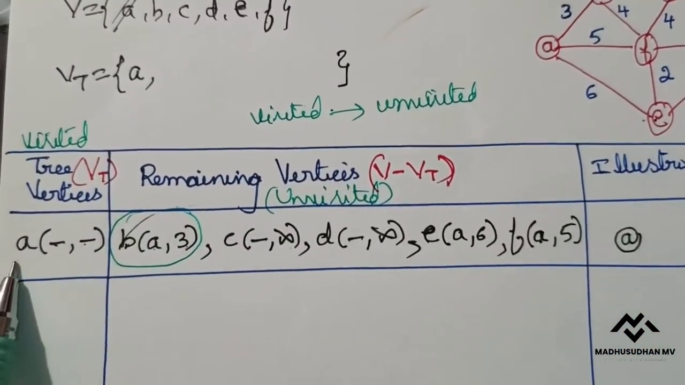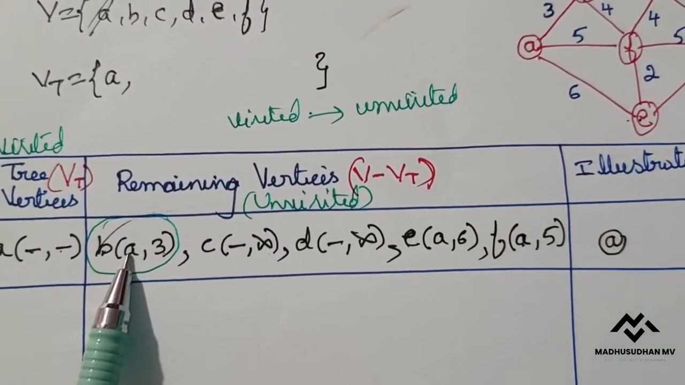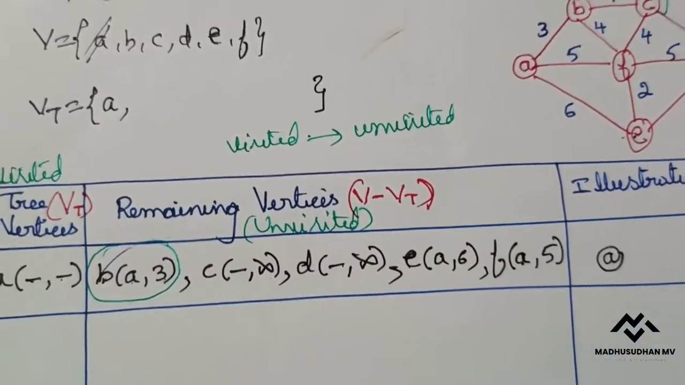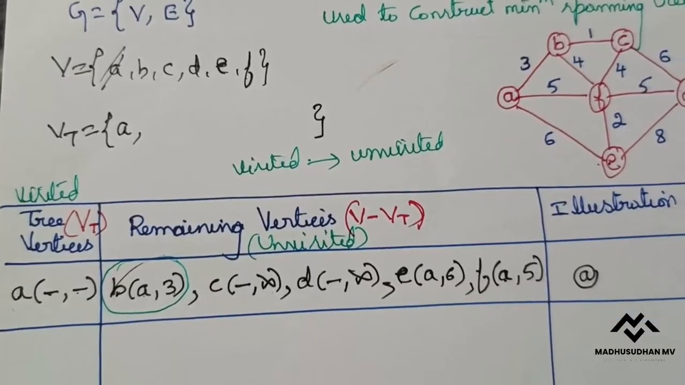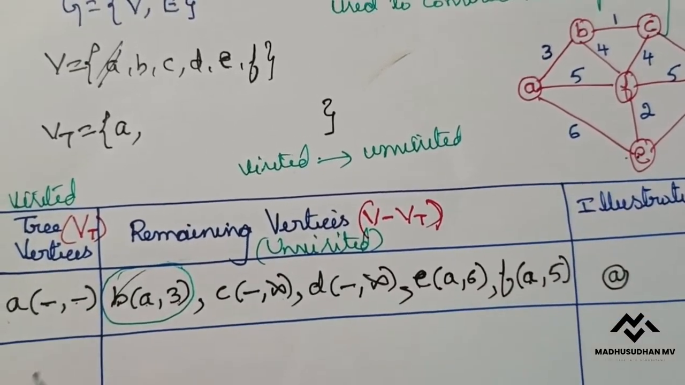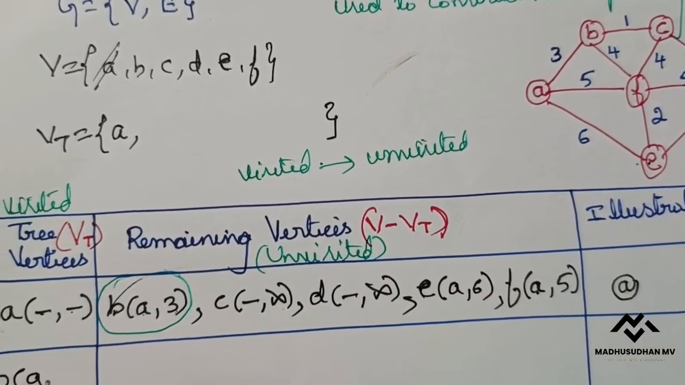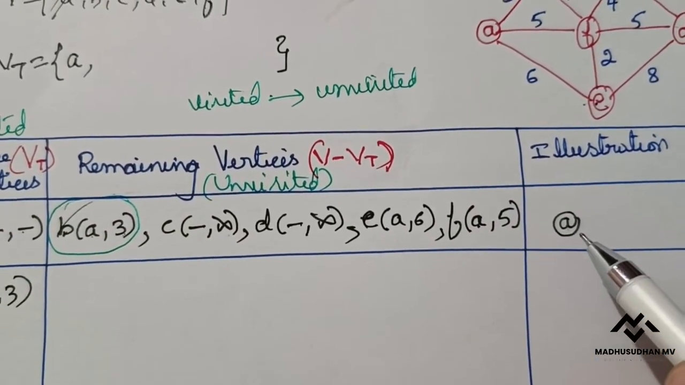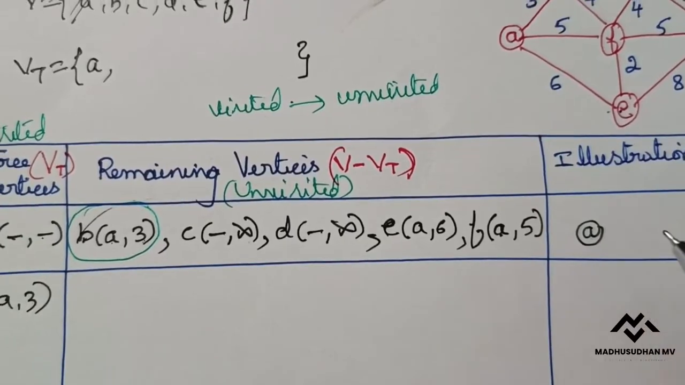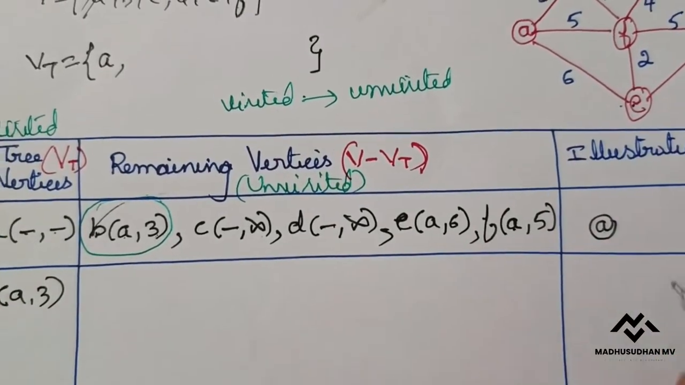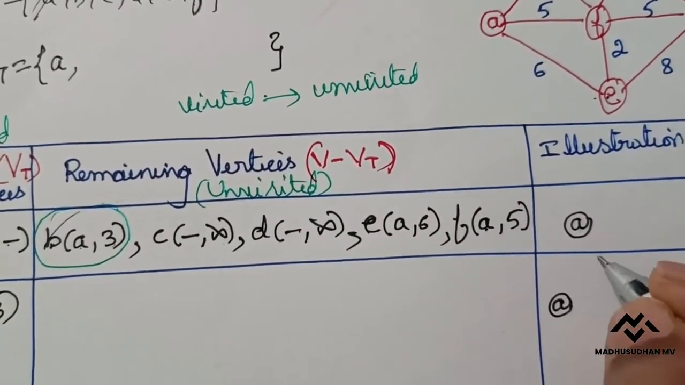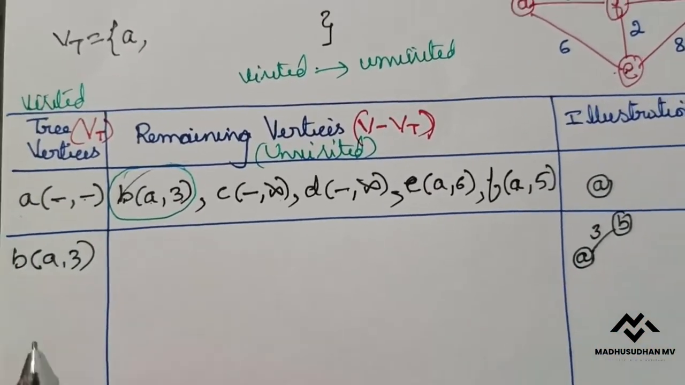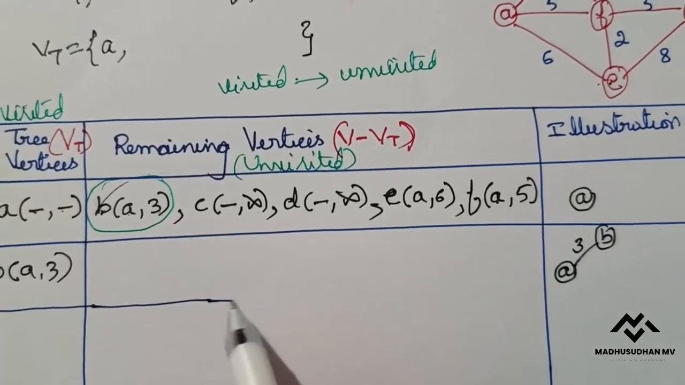Now which is the visited vertex? A. From A, which is shortest? 3, 5, 6, so B. I am selecting this one. So now in my tree vertices, I will include B. That means this is my previously constructed, partially constructed minimum spanning tree. To this one, I am including B. So A and this becomes B. Now this is my partially constructed minimum spanning tree.